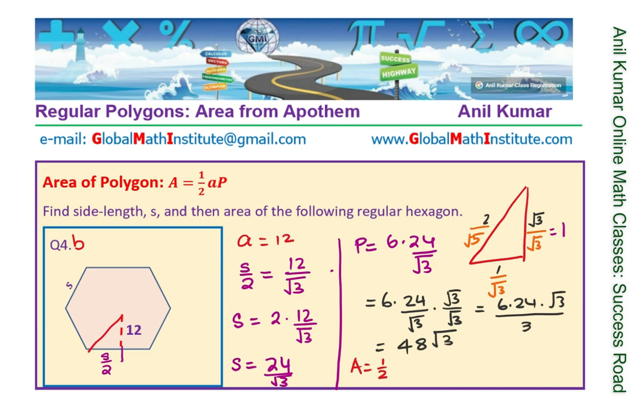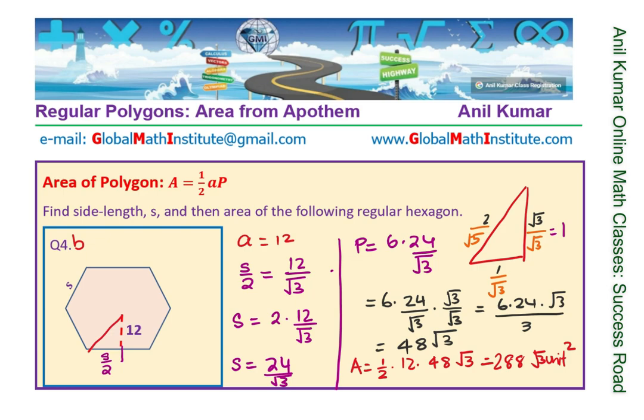Area is half of the apothem, which is 12, times the perimeter, which is 48 square root 3. Correct? So we can multiply 48 by 6 and write square root 3 as a whole. Units in this case are not given, so I'll write unit square. Kind of important to mention that also. Correct? So once you multiply, what do you get? Well, 6 times 48 is 288. So we get 288 square root 3 unit square as the area of this particular hexagon.